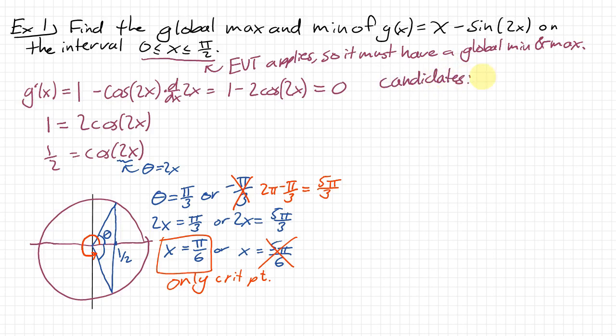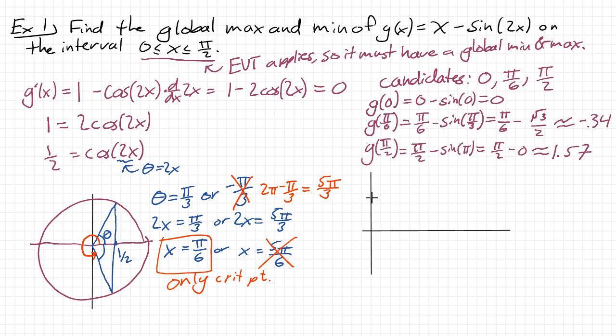We've got 0, which is one endpoint, pi over 6, which is the critical point, and pi over 2 is the upper endpoint. So we need to find out what g is at each of those. I'll save the tedium for you here and pause it. These are the function values we've got, and we know one of these must be the global maximum, and one must be the global minimum. The least one we have is negative 0.34, and the greatest one we have is 1.57. So we can just make that conclusion here.